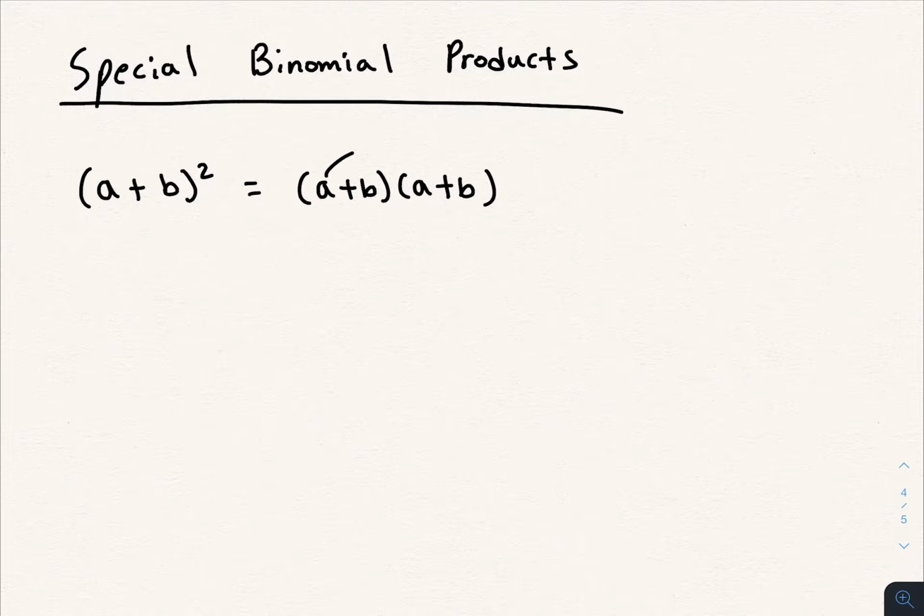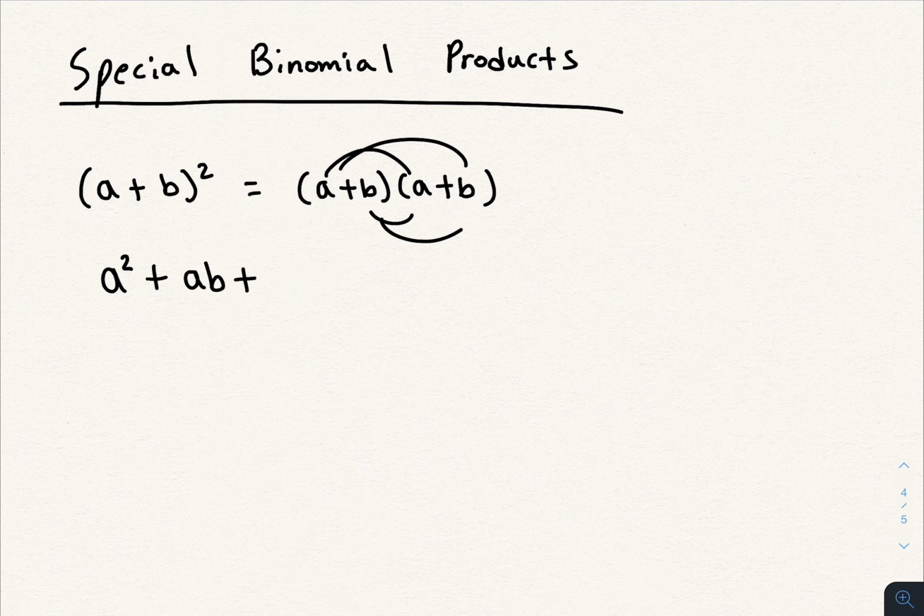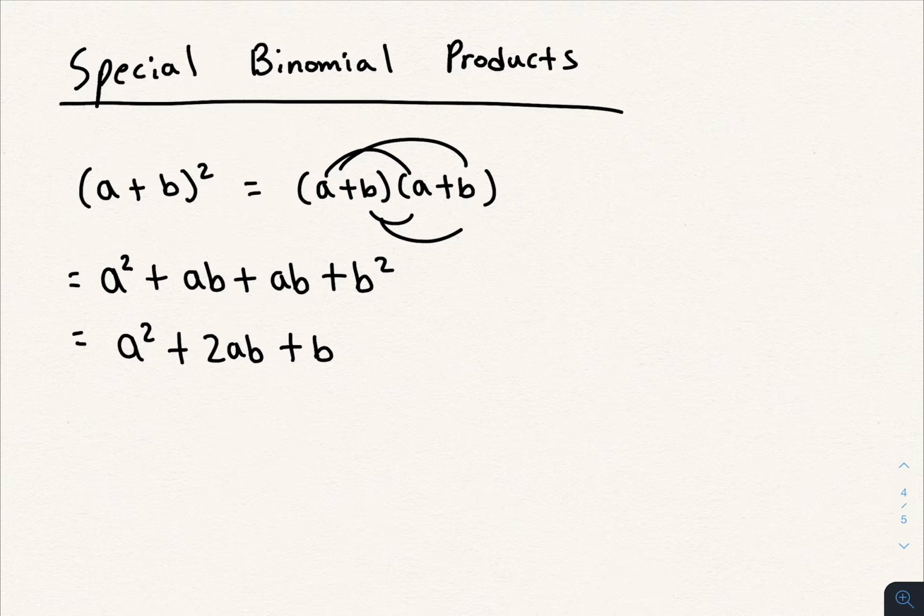Like we learned above, we have to distribute this multiplication like that. So a squared plus ab plus ab plus b squared. This results in a squared plus 2ab plus b squared.